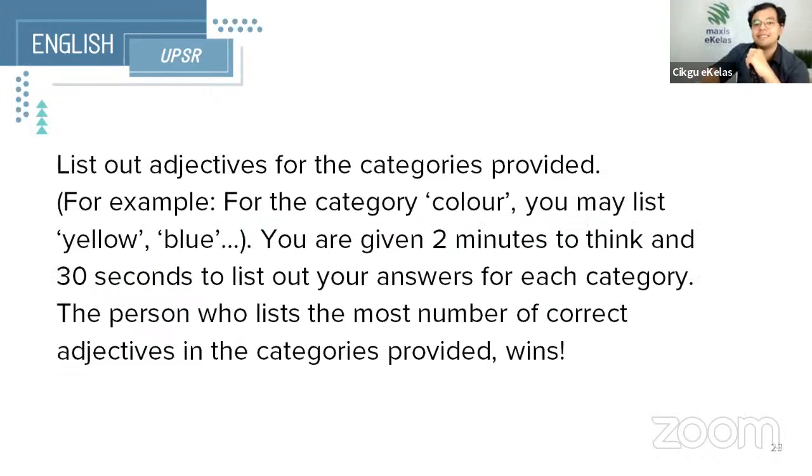Game 3, listing adjectives. Here we have the question. It reads, list out adjectives for the categories provided. For example, for the category color, you may list yellow, blue. You're given 2 minutes to think and 30 seconds to list out your answers for each category. The person who lists the most number of correct adjectives in the categories provided wins.